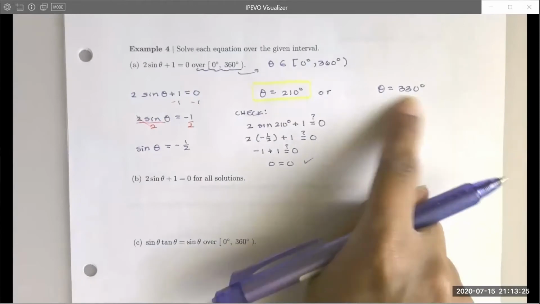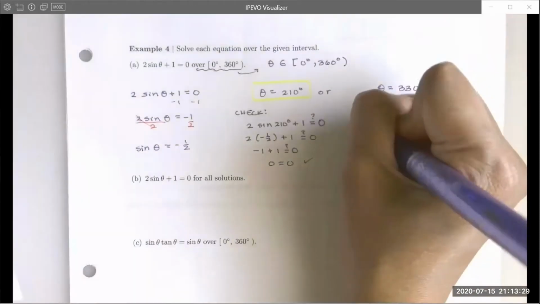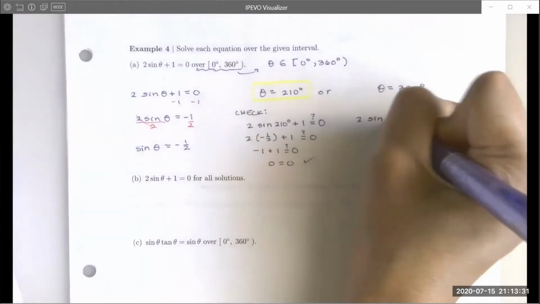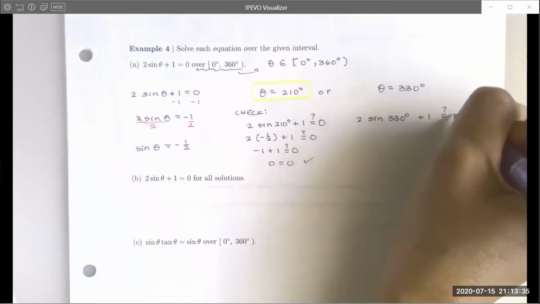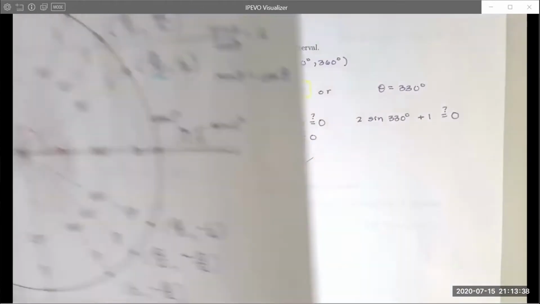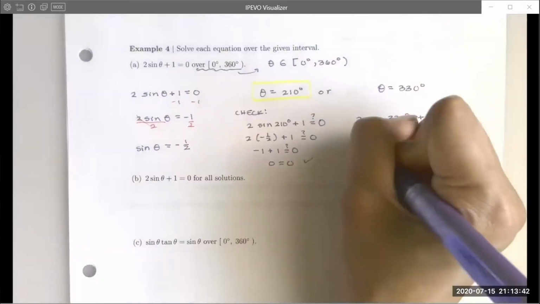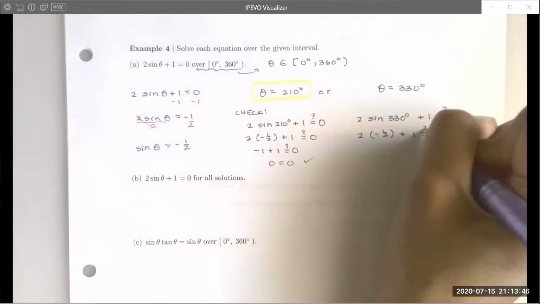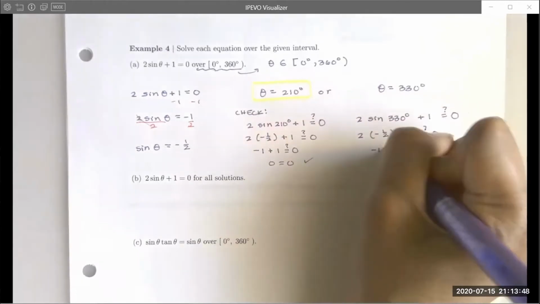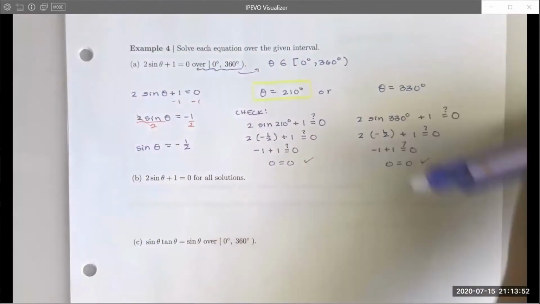Okay, then for theta being 330, plug it in. So we'll have 2 times sine of 330 degrees and then plus 1. Is it true that that equals 0? Well, again, sine of 330 is negative 1/2. So we're going to get exactly the same work, right? 2 times negative 1/2 plus 1, does that equal 0? Negative 1 plus 1, does that equal 0? 0 equals 0, so that's fine.